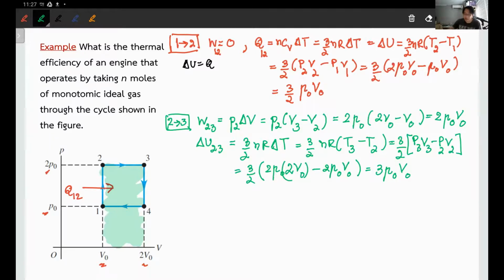Okay. And at the end, the heat from the first law of thermodynamics. So let me write it again: Q equal to delta U plus W. So heat from 2 to 3 is going to be delta U, 3 P naught V naught, plus work done, 2 P naught V naught. So the answer is 5 P naught V naught. Not very nice.